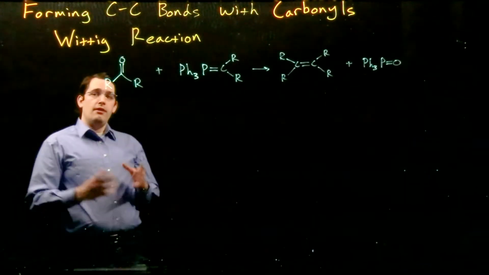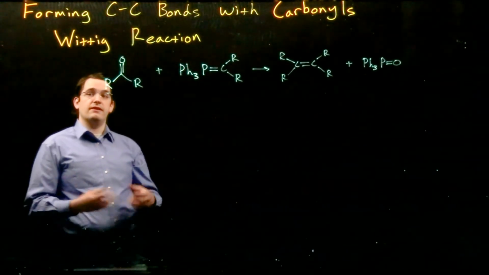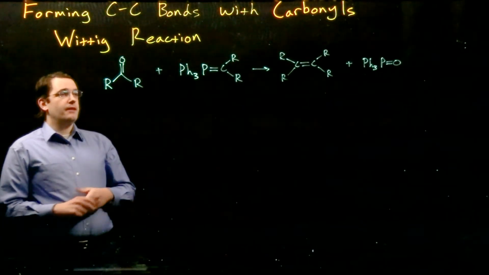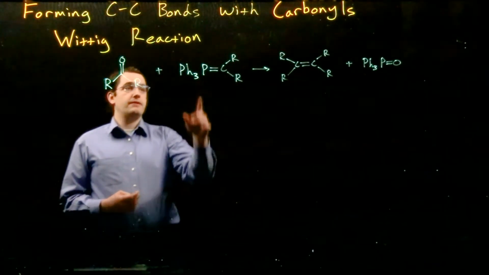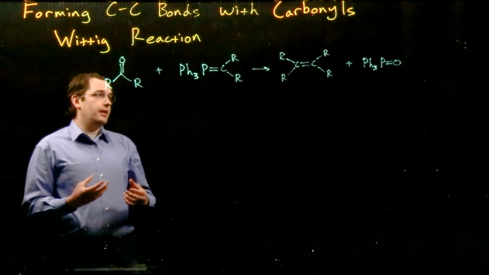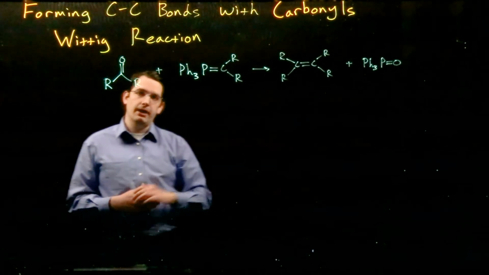The next reaction that we're going to look at is the Wittig reaction. This reaction is a unique reaction that uses phosphorus to react with our carbonyl to create an alkene.